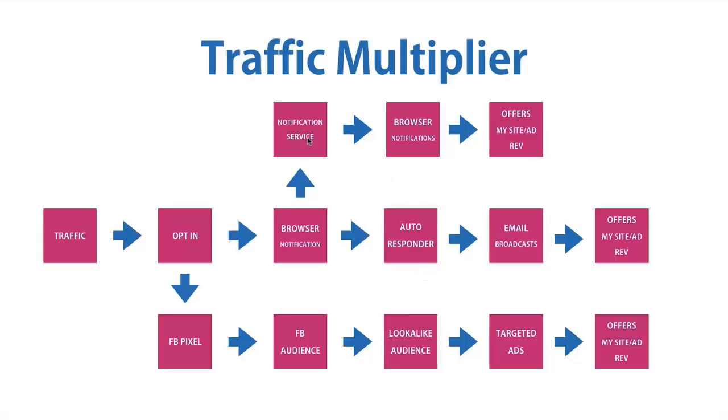So as you'll be able to see, once they're on the notification service, we're going to be able to send them browser notifications as and when we feel is appropriate, so we'll be able to send them to offers and all that sort of stuff. They're also on the autoresponder, and this is where the very first email is where we're going to send them the lead magnet, and then we're going to send them an autoresponder series, email broadcasts, and offers, okay?